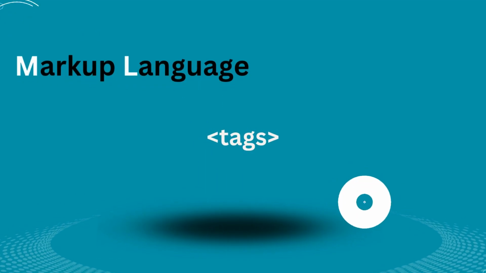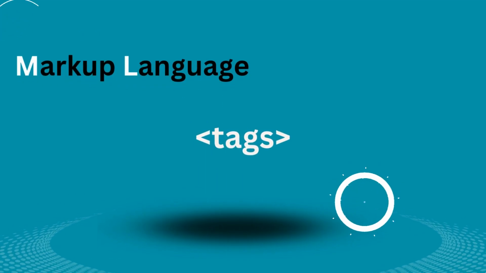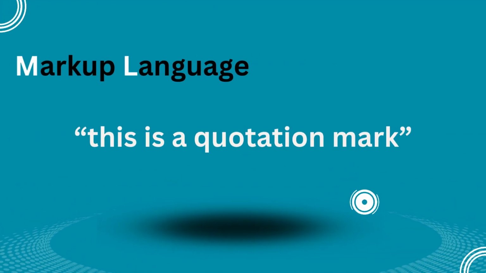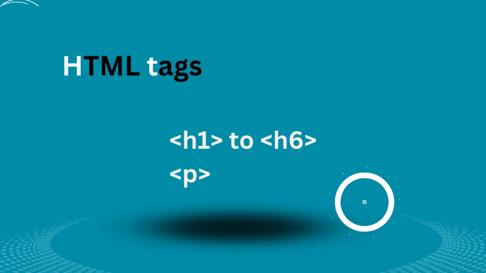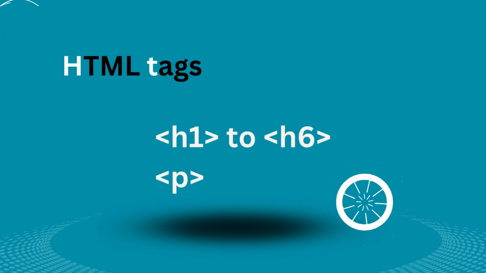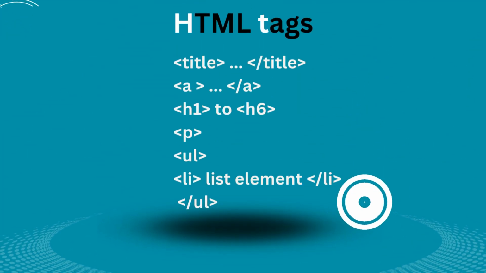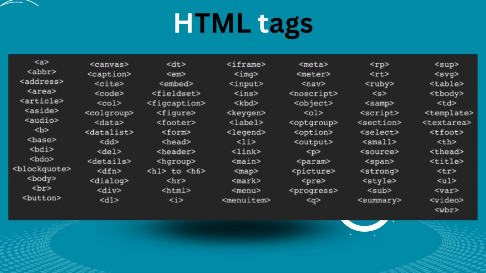A markup language structures and formats text using special symbols called tags. Similar to how quotation marks indicate spoken words in writing, HTML tags define different elements of a web page. HTML uses tags to organize content. Early HTML had only a handful of tags, but today there are many more.